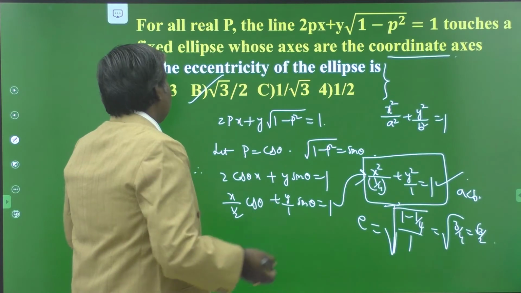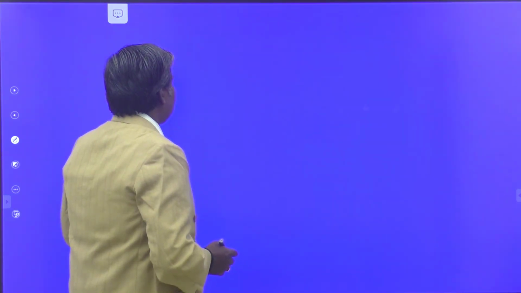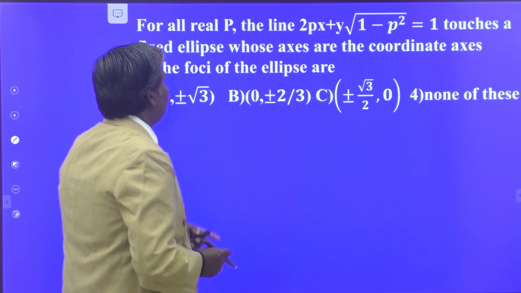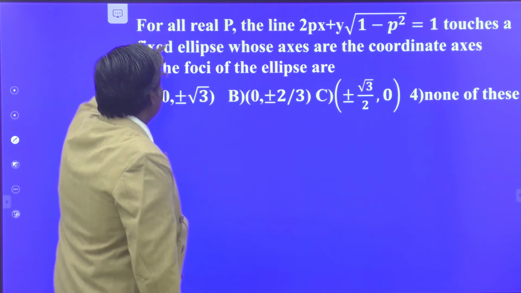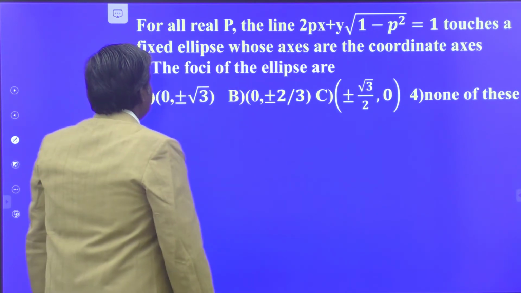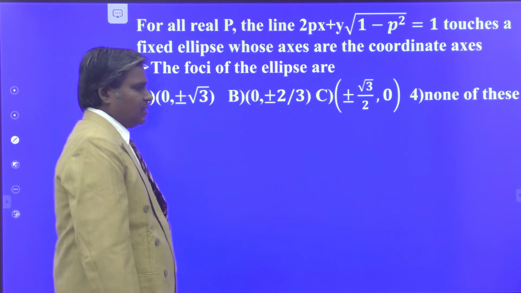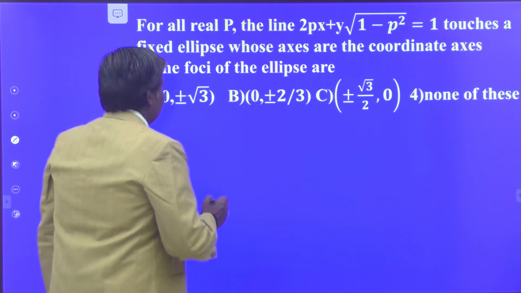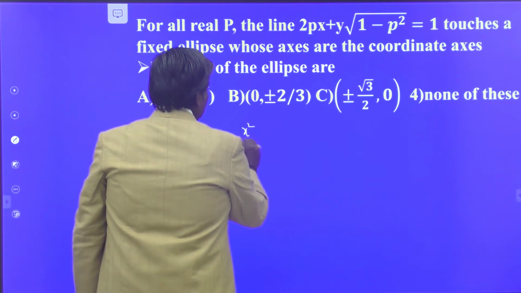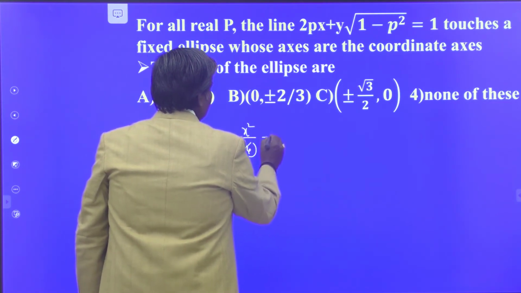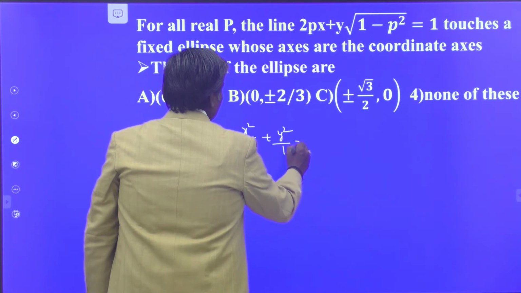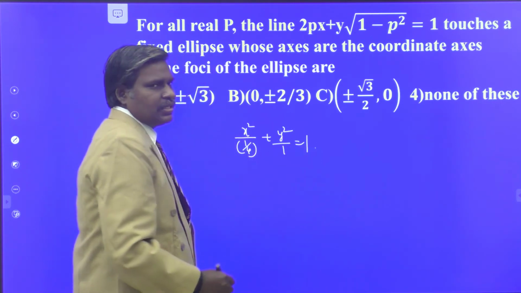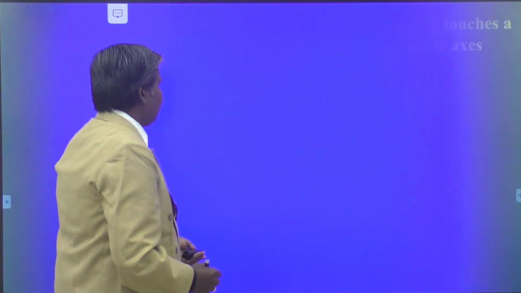Okay. Next, what is the next question for the same paragraph? Let us see. This is the same paragraph. The corresponding second question is, the foci of the ellipse are what? Once you have the equation of the ellipse, you can write all these things. What is your ellipse equation? X square by 1 by 4 plus y square by 1 is equal to 1. This is the ellipse we obtained here.